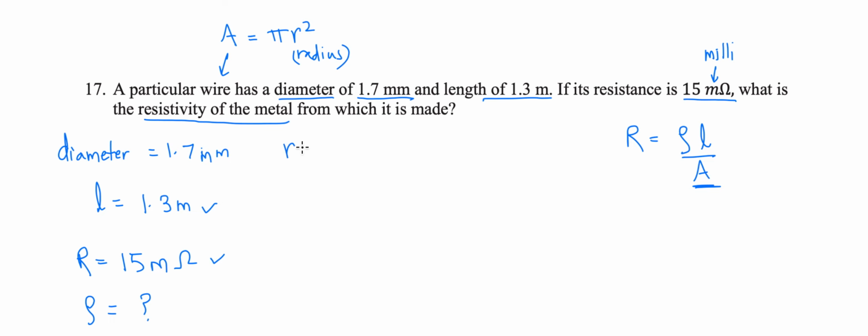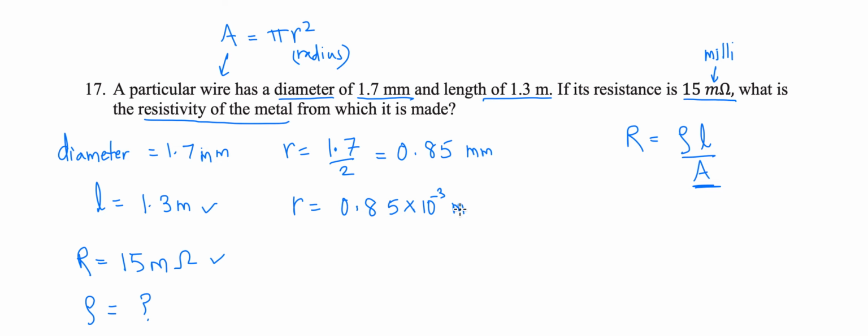So to get the radius, we will divide the diameter by 2. That will come out as 0.85 millimeter. Now it's given in millimeter, so we want to convert that into meter. So we'll write that r equal 0.85 times 10 to the power of negative 3 meters. That means we'll divide it by 1000, which is same as multiplying by 10 to the power negative 3. So you can also divide by 1000, that's the same thing.